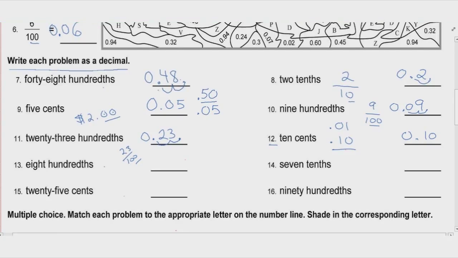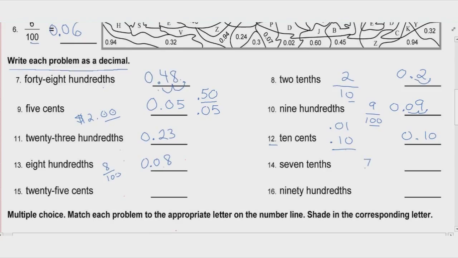Number 13 is 8 hundredths. So we would write 8 over 100. And so then we'd write 8. The decimal's not in sight, must be on the right. And we have 2 zeros, so we need to move the decimal 2 spaces to the left. 1, 2. We put a 0 in the empty space, and we get 0.08. Let me clean this up a little bit so it doesn't look too messy. There we go. All right, number 14.